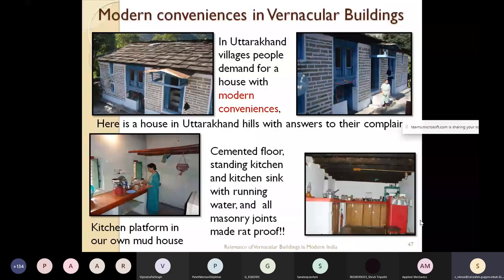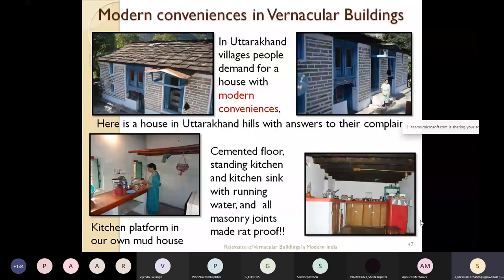On the left side, you see our mud house in the Dehradun outskirts near Mussoorie. This is a 1.5 foot thick mud wall. And we also made a modern kitchen in it. All right. So all the modern conveniences can be there.